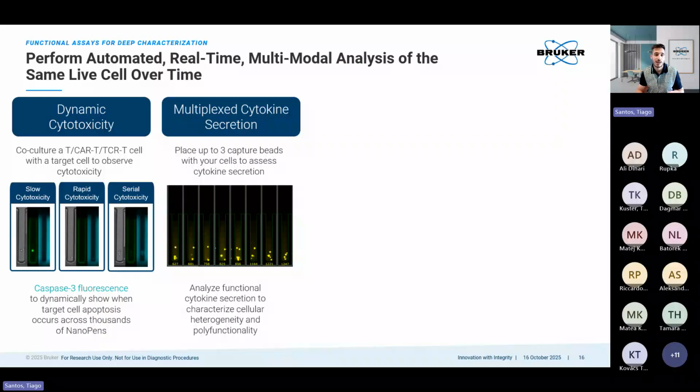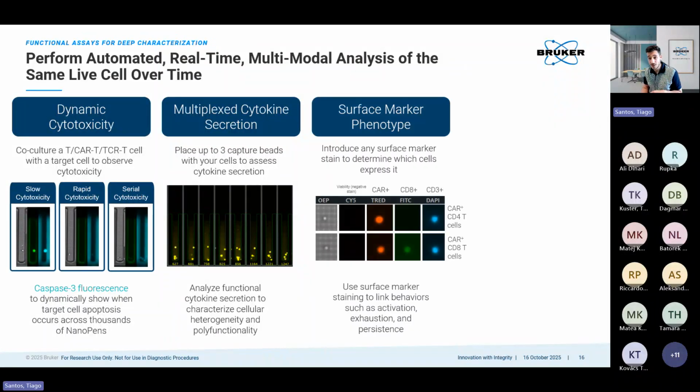Together with that, you can do multiplex cytokine secretion. We add beads. We basically do sandwich ELISA in each of these nanopens, and we can detect up towards 3 different cytokines secreted by each single cell. Also, you can detect surface markers, do surface marker phenotyping on the Beacon.